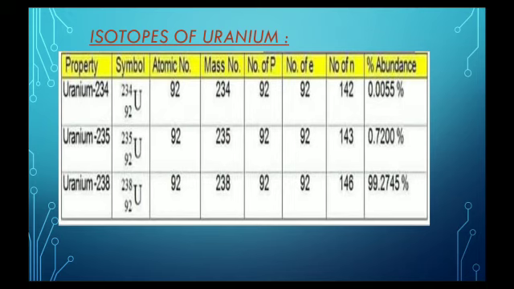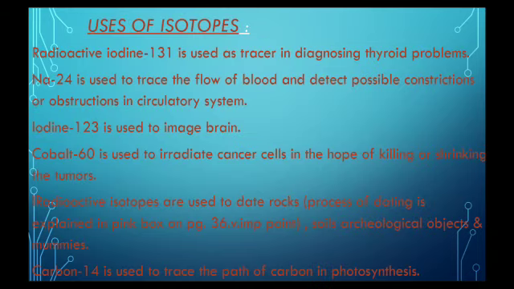Then the chemical properties of an element depend upon the protons and electrons, and the neutrons do not take part in chemical reactions, so only the physical properties of the isotopes are different. Otherwise, chemically, isotopes of a specific element are always the same.